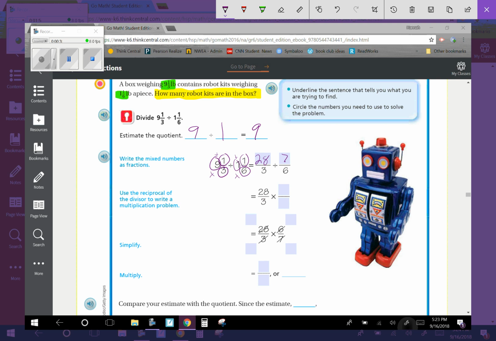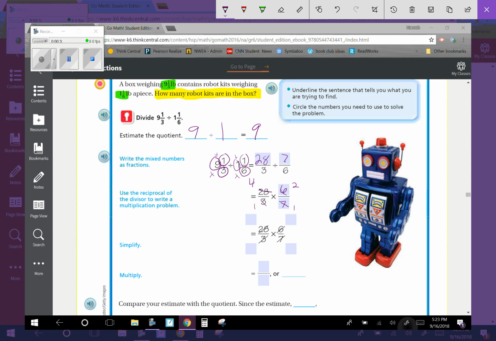We're going to use the reciprocal of the divisor to write a multiplication problem. So then we're going to take 28/3 times 6/7, because 7/6 and 6/7 are reciprocals. Now I'm going to simplify. So now I just have 2 times 4, which is 8.